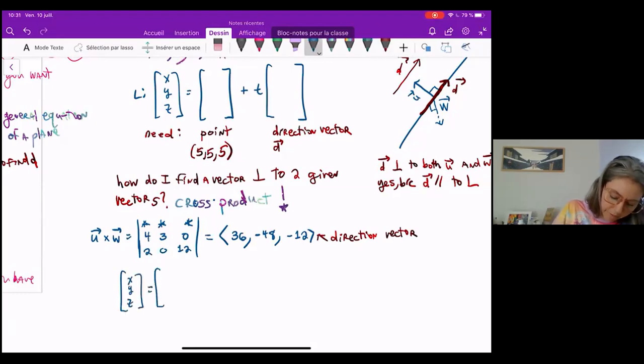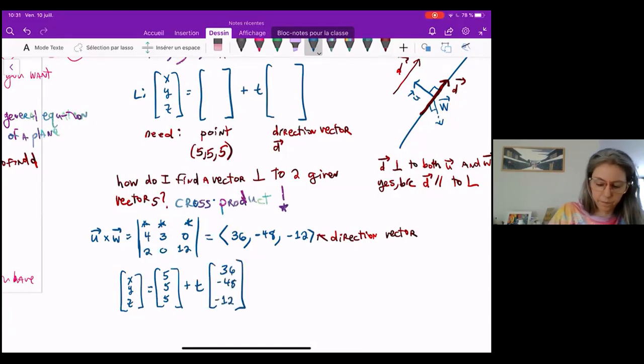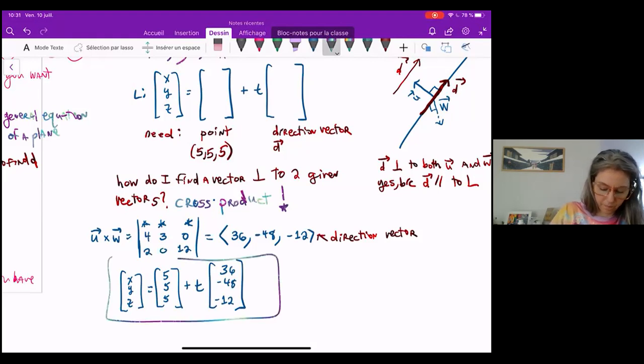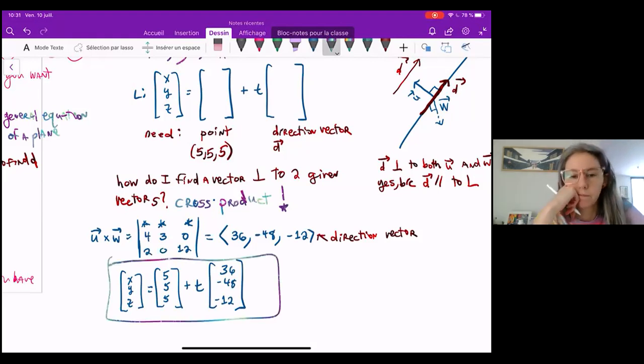So my point was 5, 5, 5. And now I found my direction vector. Are there any questions about what I just did here?